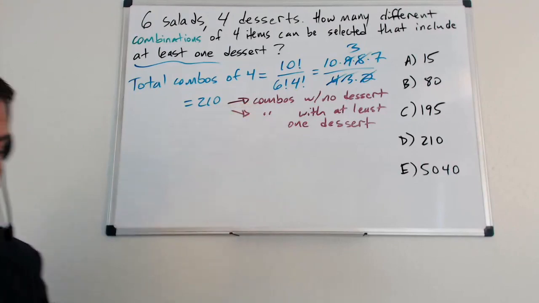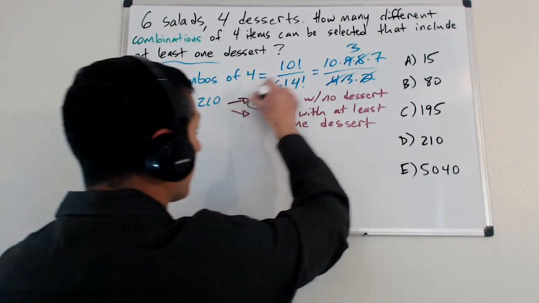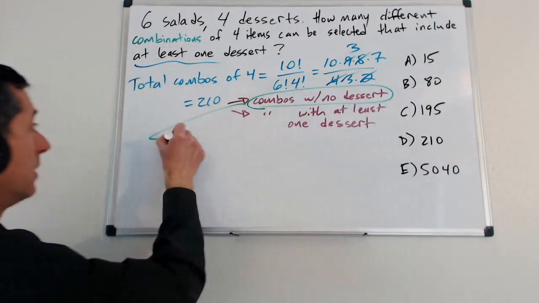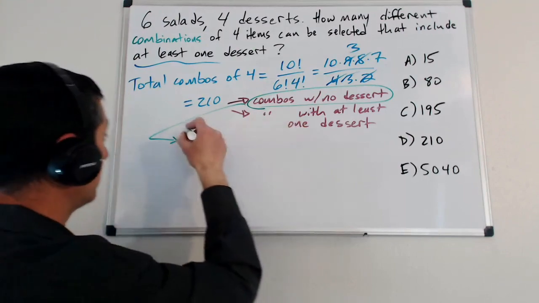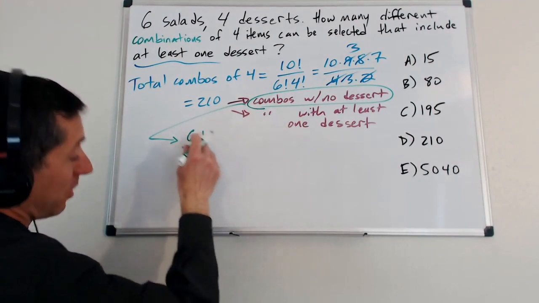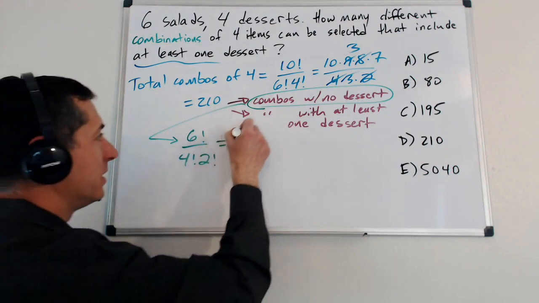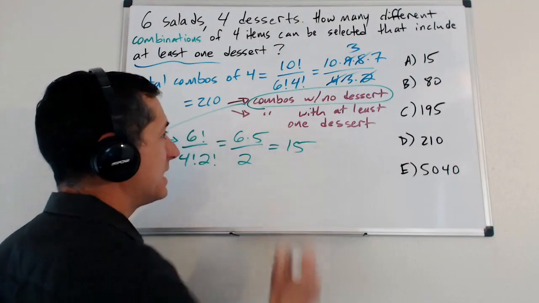Now we're right back to that straightforward combination formula. So combinations with no dessert. Six salads, I'm going to choose four of those salads, no dessert. So six factorial over four factorial times two factorial. So six times five divided by two, we get 15.